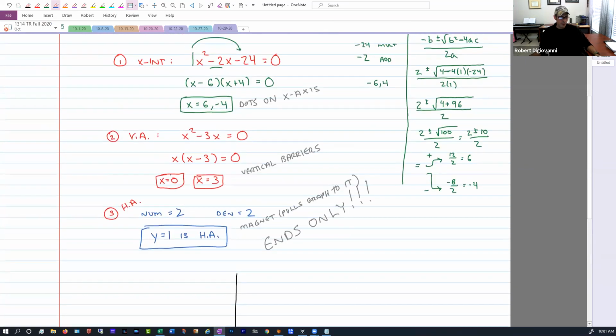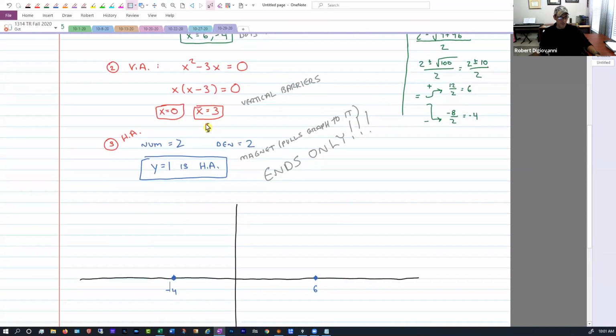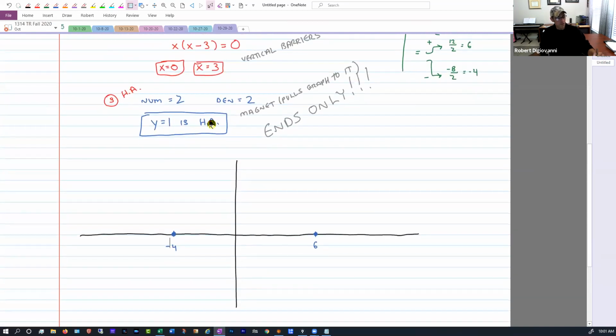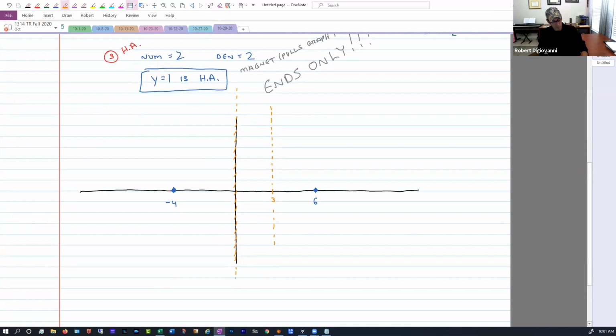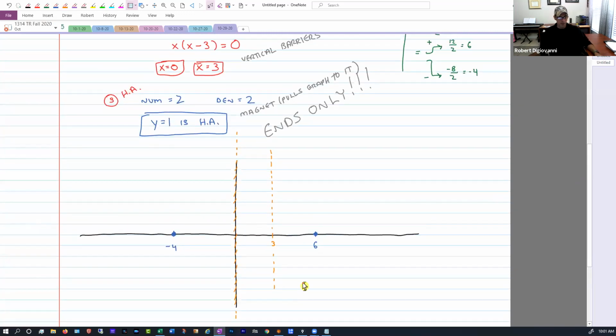Then I have two vertical asymptotes at 0 and 3. So vertical asymptotes are these vertical barriers. I have one at 3, and so I'm going to draw a dotted line straight up. And I have another one at 0. Now 0 is the x-axis. I mean, sorry, the y-axis. So it's hard to draw dashes, so I did them slightly angled so you could see them. Those are my two verticals.